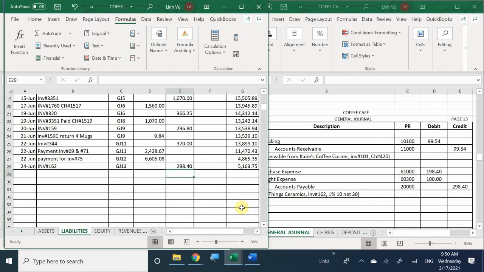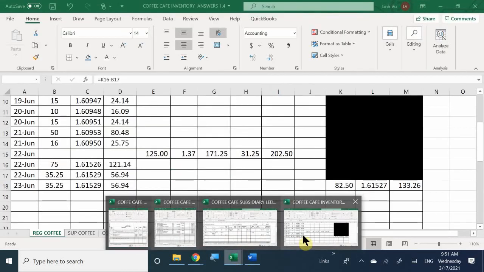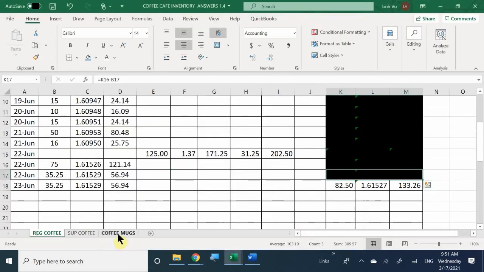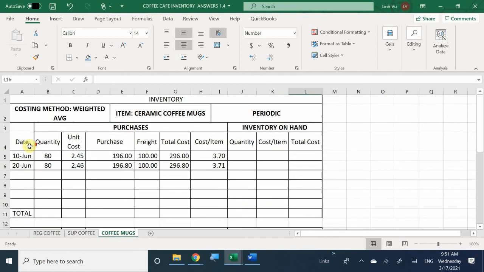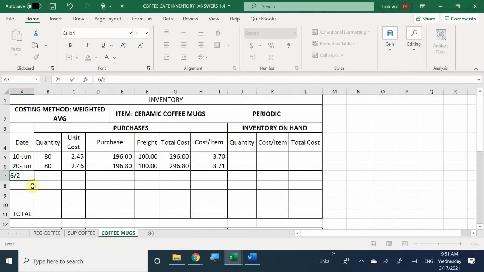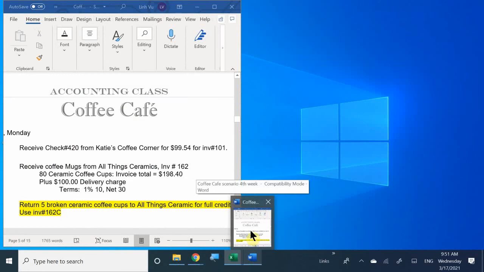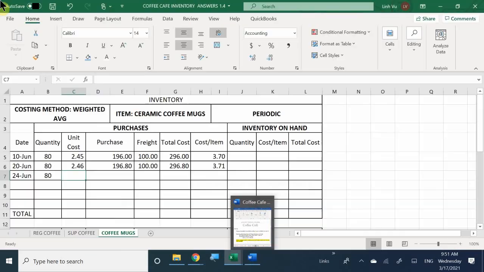What's next? The same broken ceramics. Okay, so we'll do inventory first. Here we're going to put in the coffee mugs. Today is the 24th. We received 80 of them. At what price? Does it say in the example? No, it doesn't say. Okay, that's fine.